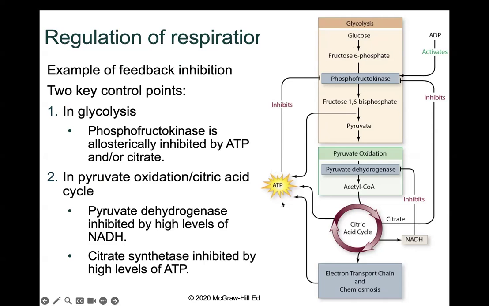So what happens is that too much ATP becomes an allosteric inhibitor towards phosphofructokinase, so you're stopping this reaction from occurring. ATP is also able to stop citrate synthase here. So ATP has this nice function of inhibiting both glycolysis and the citric acid cycle.